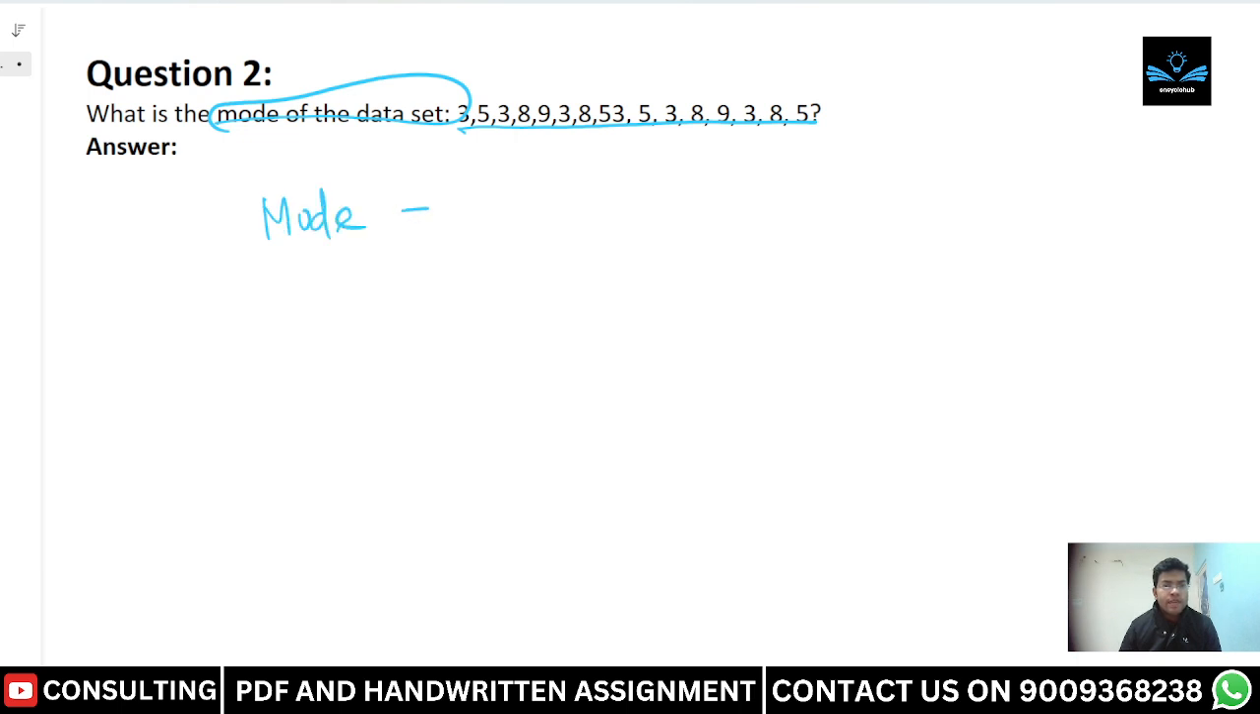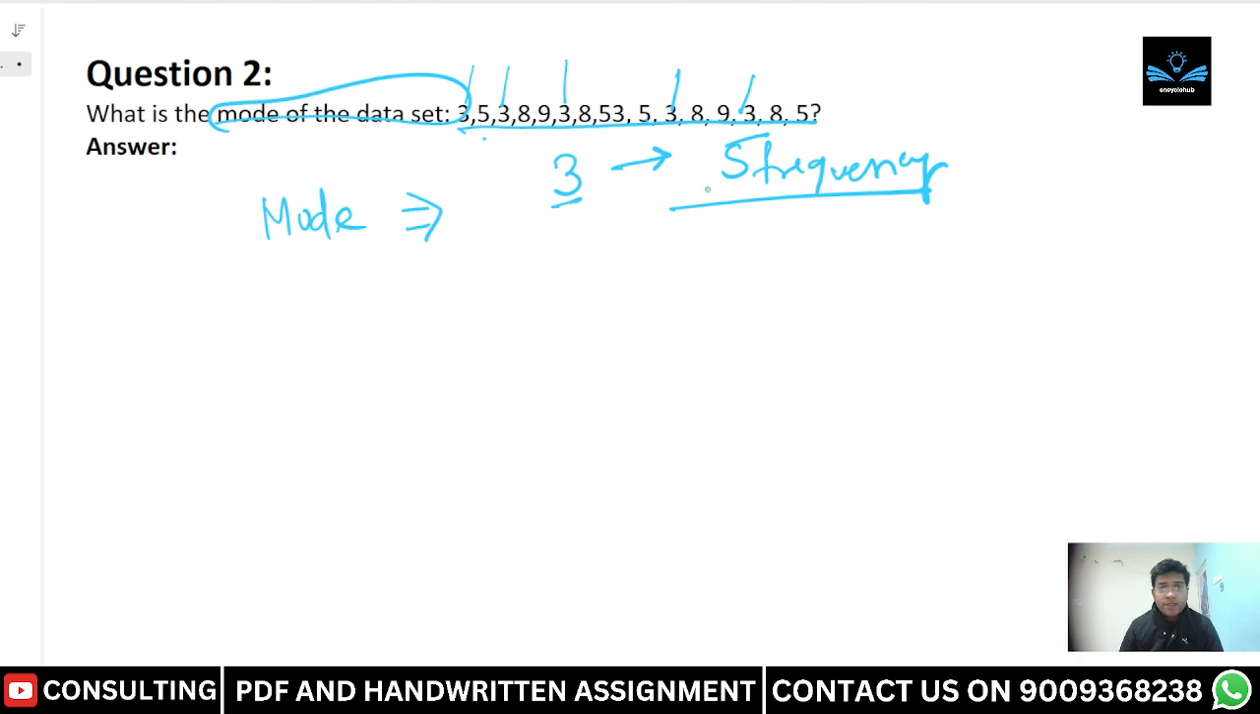The mode definition says that it is the number with the most frequency. So in this one, which number is repeated the most times? We can see that 3, 3, 3, 3, and 3 is 5 times. 3 is 5 times. So this is the frequency, right? 3 is 5 times repeated.